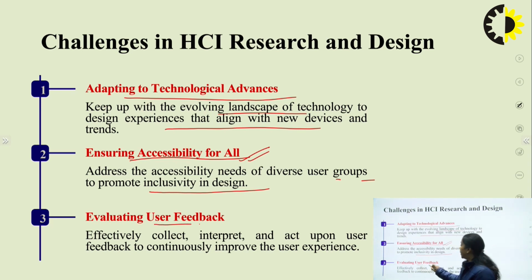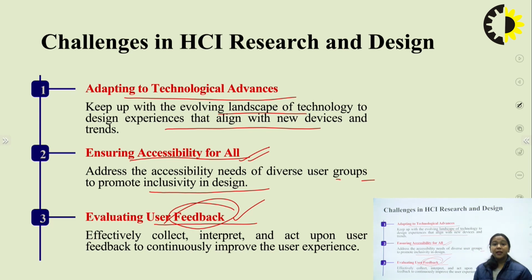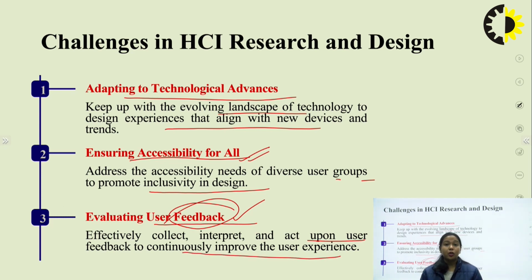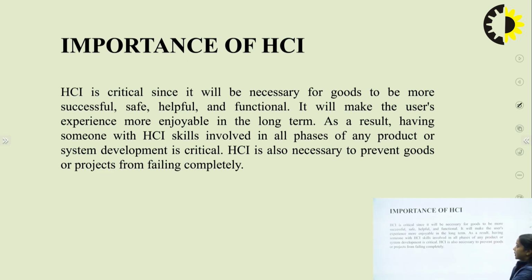Third is evaluating user feedback. Third part is we need to evaluate the user feedback as per the experiences of the user. Our main goal is to be user-centric. Our main goal is that the needs and behavior of the user be fulfilled. So we need to take up this feedback, the main approach through which we can update ourselves. So effectively collect, interpret, and act upon the user feedback, continuously improving the user experience. This needs to be incorporated day by day, minute by minute. We need to take up the feedback given by the user, and we need to incorporate that.